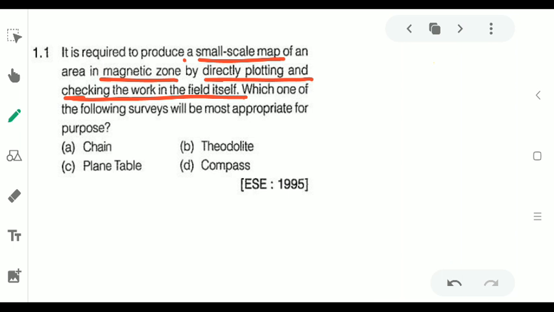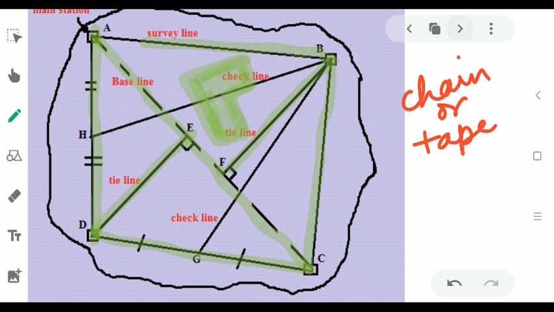क्वेश्चन में पूछा गया था हमसे कि हमें एक स्मॉल स्केल मैप प्रिपेयर करना है इन द मैग्नेटिक जोन बाय डायरेक्टली प्लॉटिंग एंड चेकिंग द वर्क इन द फील्ड इटसेल्फ. सो ऑफ ऑल द ऑप्शंस द मोस्ट appropriate option would be the plane table surveying. So the answer for first question will be option C.